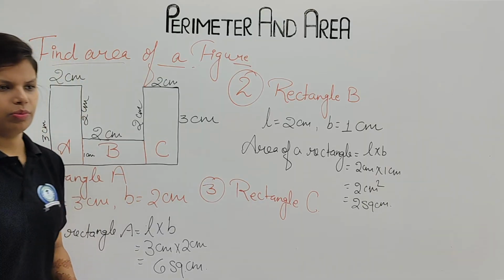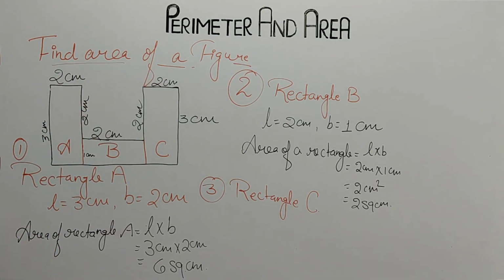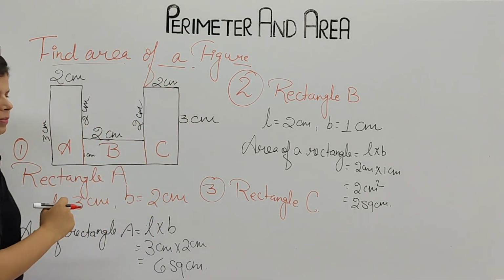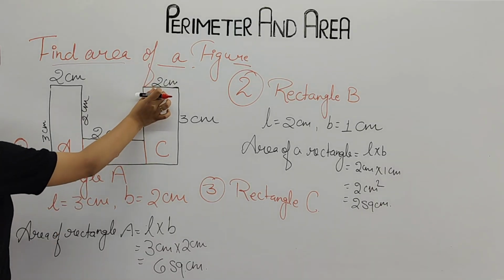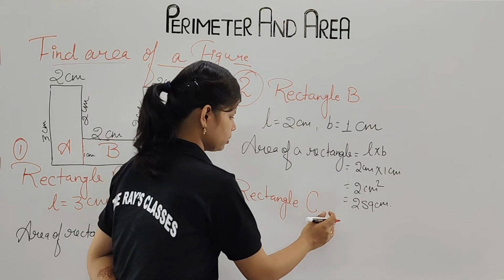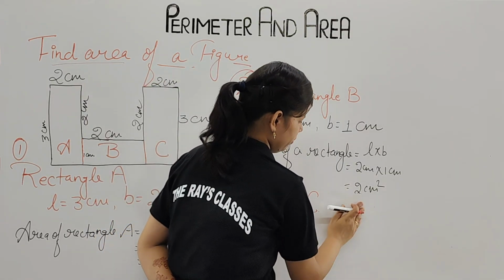Rectangle C. When we discuss rectangle C, you can see that in rectangle C we also have this as the length and this as the breadth. This will be our breadth, this will be our length. So now here also we are going to write the answer, as for A1.